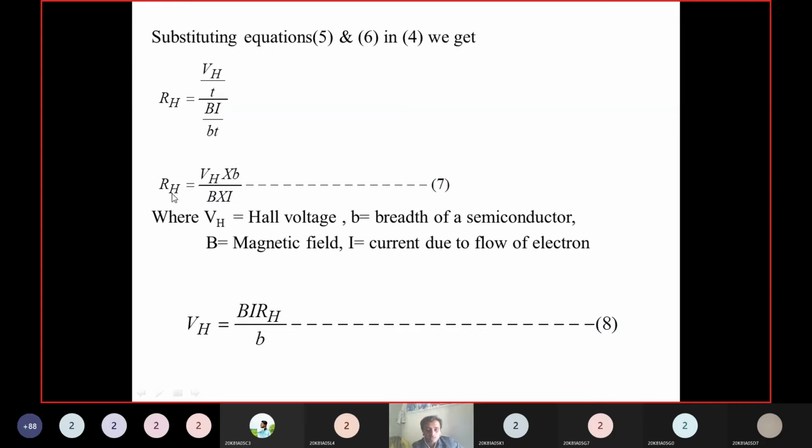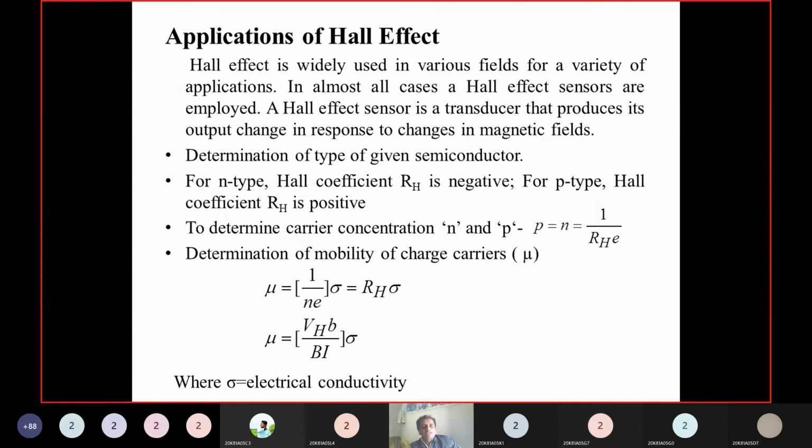Now this is the Hall voltage. Hall voltage VH is equal to B I RH by b. So this is about the Hall effect. What is the application of Hall effect? There are some applications of the Hall effect.